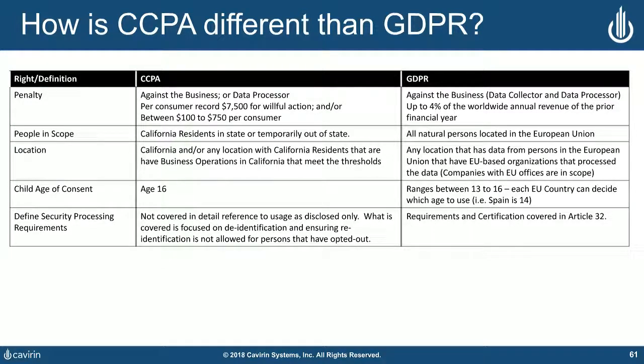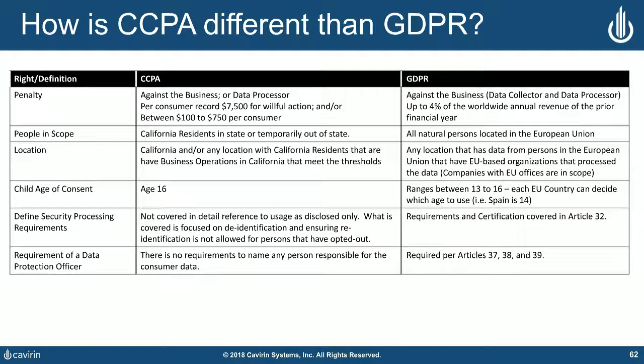Definitions of security processing requirements. In GDPR, they're very specific in terms of how you protect the data, but CCPA is not very specific about that activity. What they are focused on is mostly that once the consumer selects to have their information removed, you de-identify that data and ensure that it can't be re-identified. So there's much more focus in California on removing the data, making sure that nobody else can look at the data once it's removed.